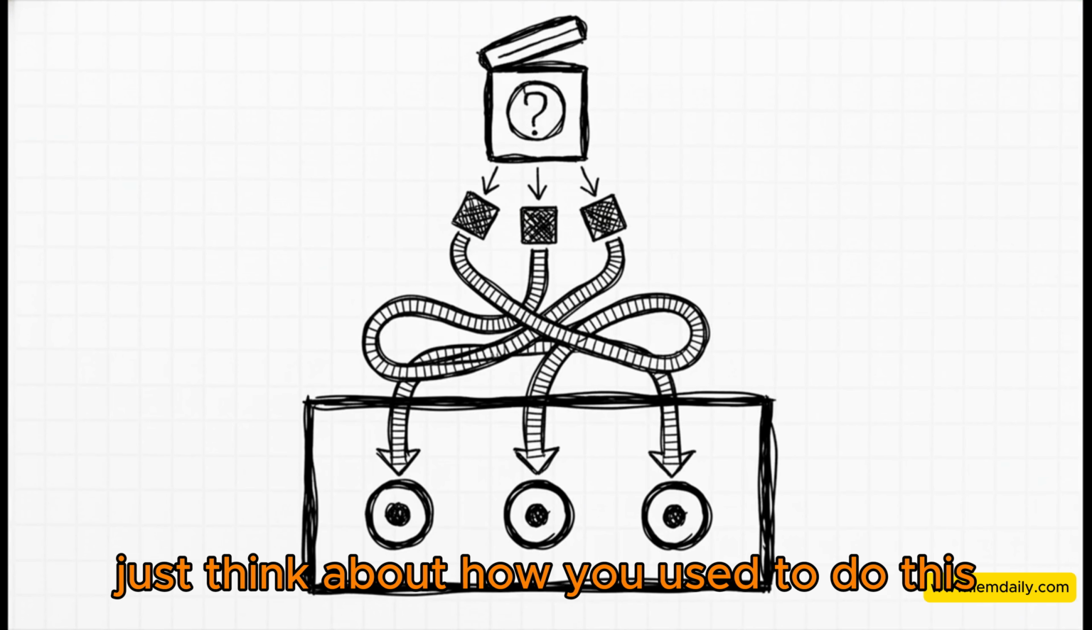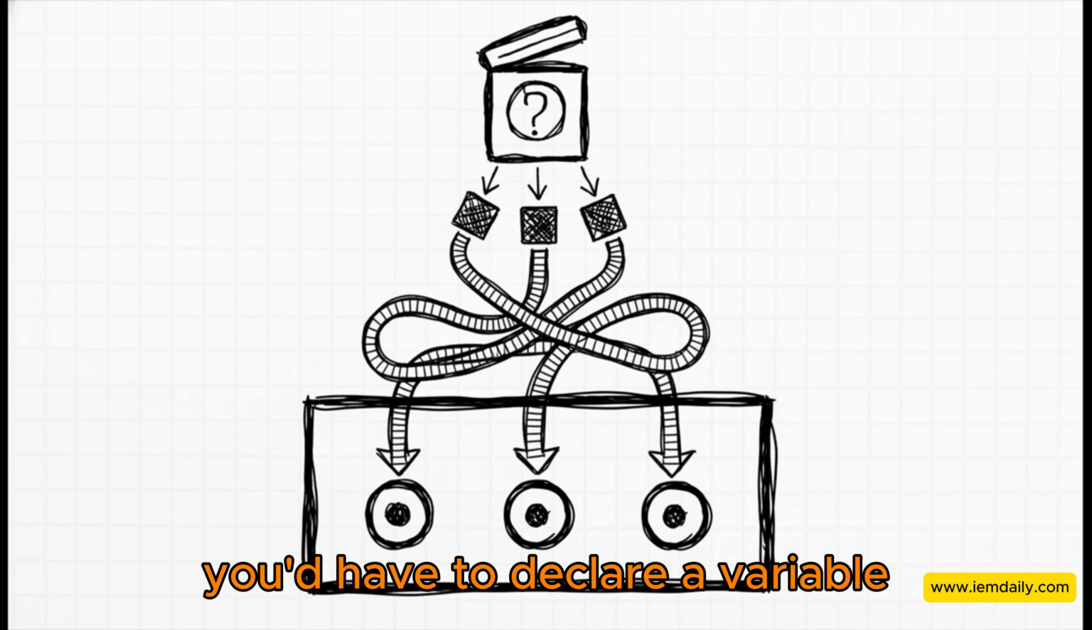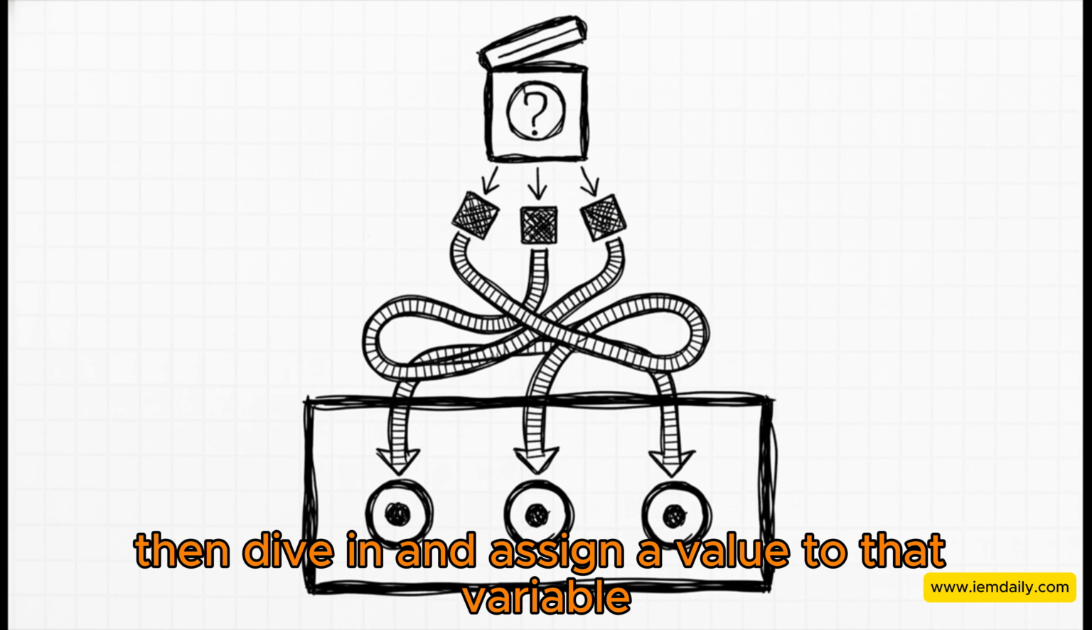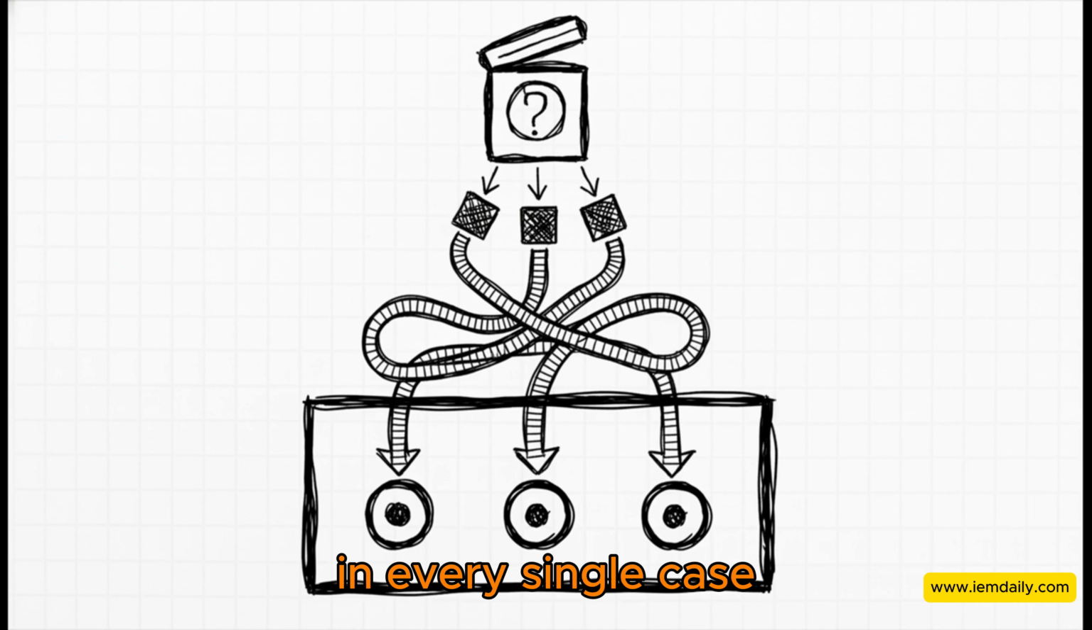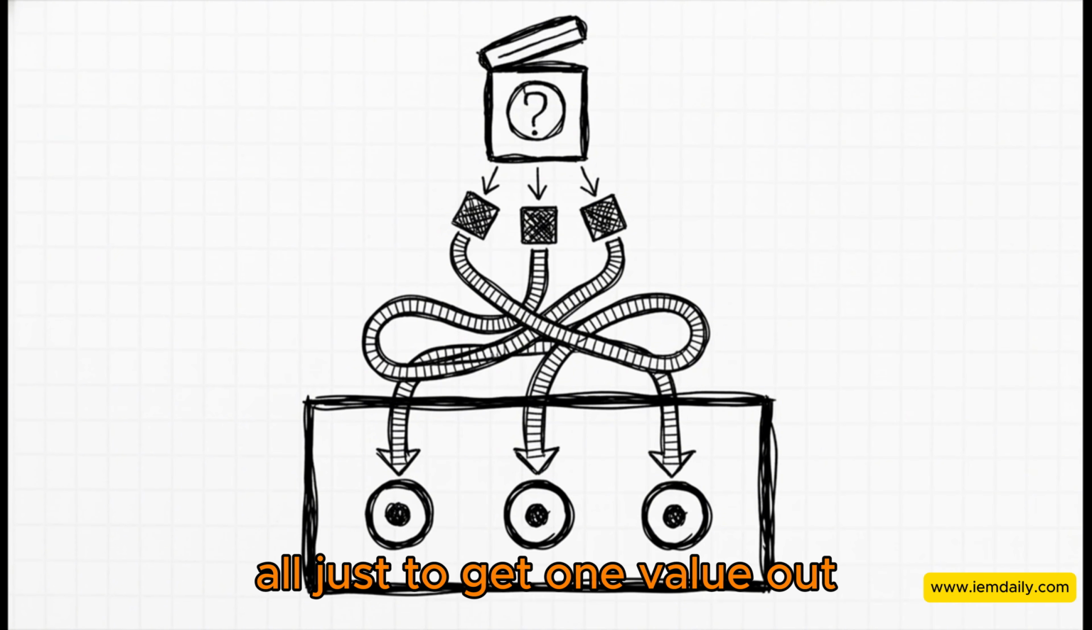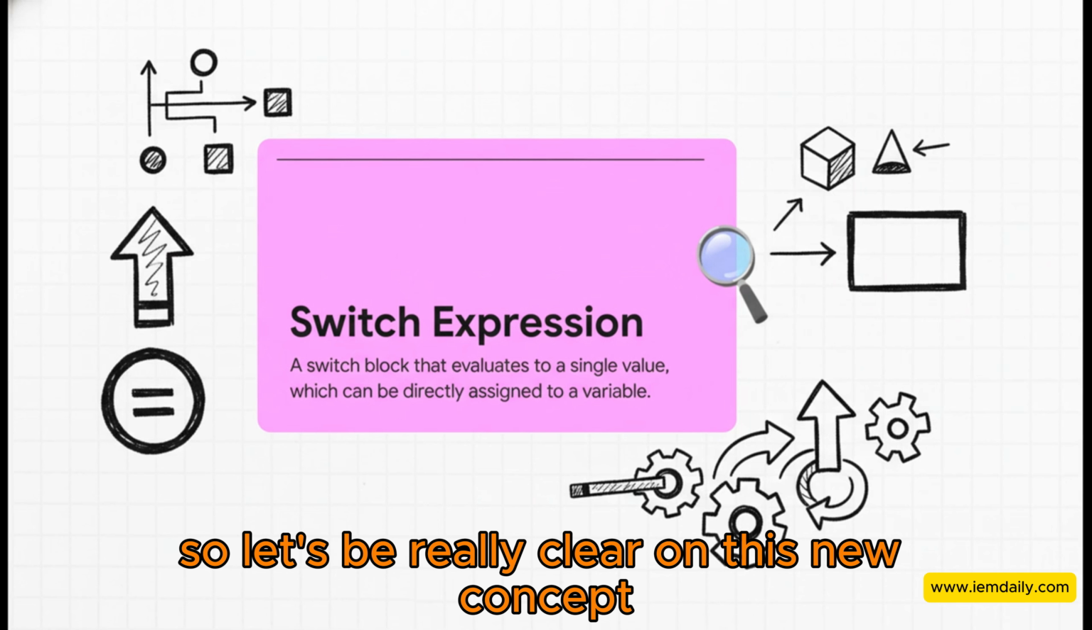Just think about how you used to do this. You'd have to declare a variable outside the switch block, then dive in and assign a value to that variable in every single case. It's such a clumsy pattern, full of boilerplate, all just to get one value out. So let's be really clear on this new concept.